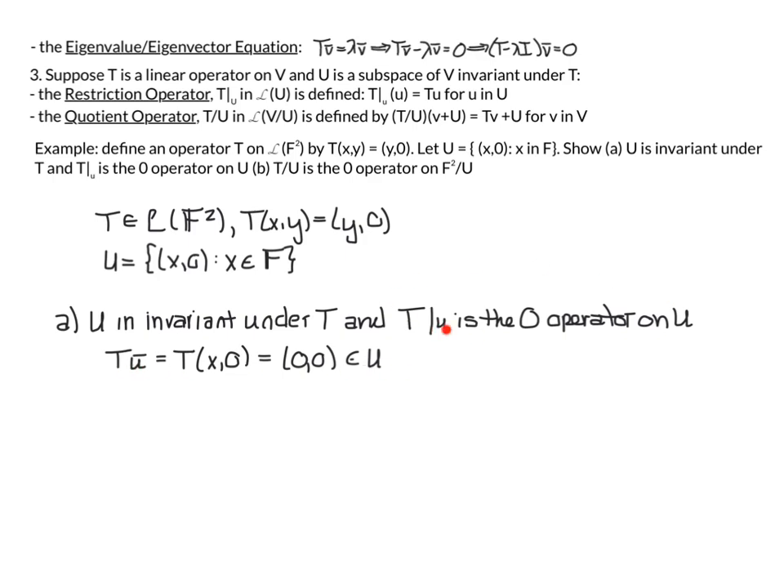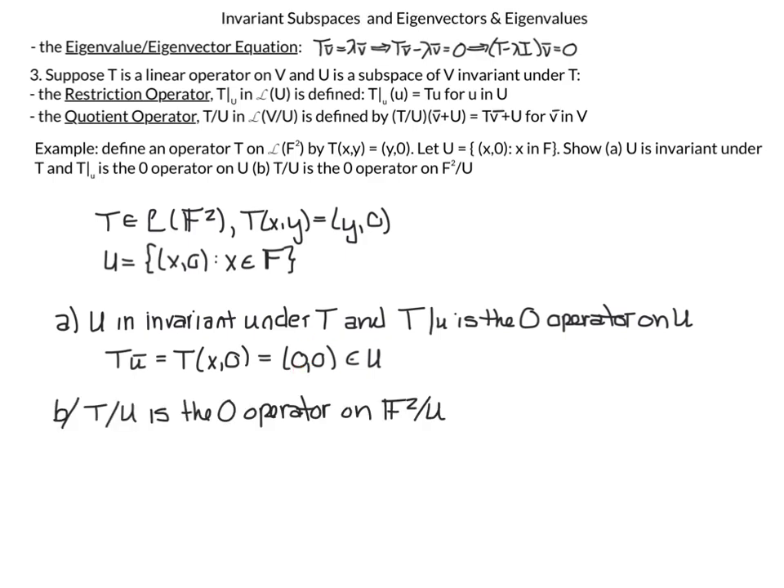And we get the second half right here. Since T restricted to U, which is exactly what this shows us, for any u in the subspace, T of u is going to equal (0, 0). So in other words, T restricted to U is the zero operator. It maps everything to 0.